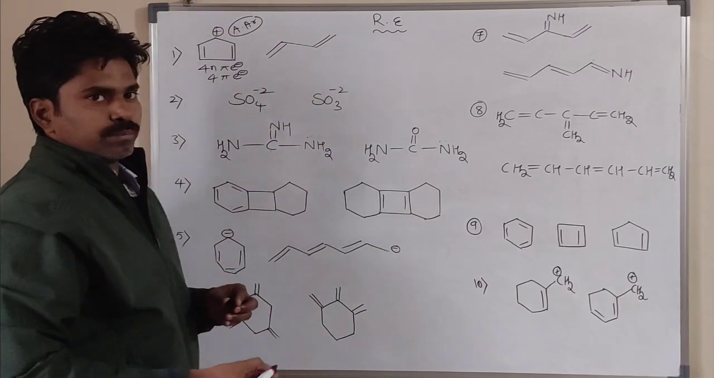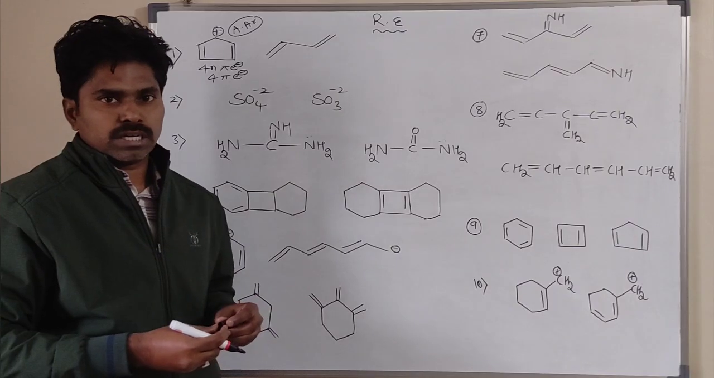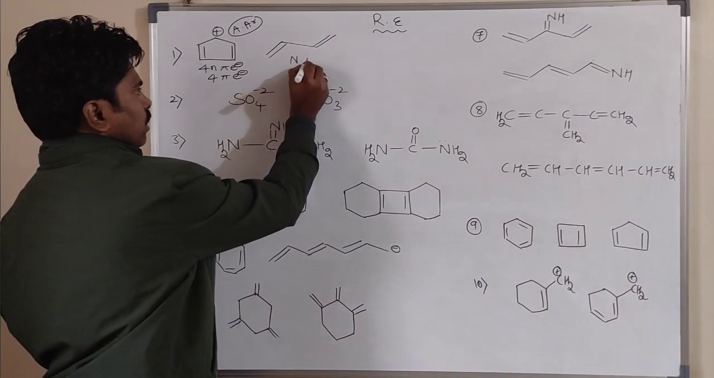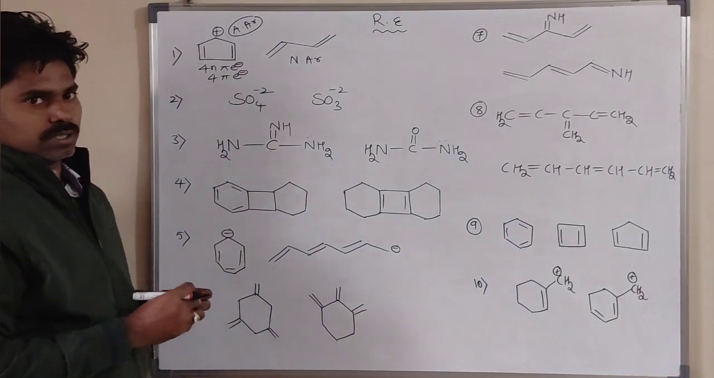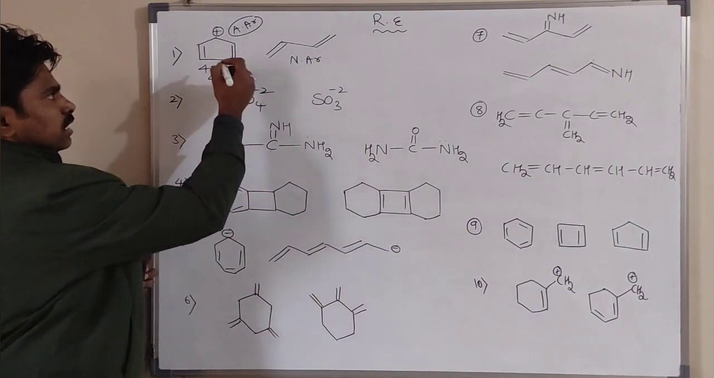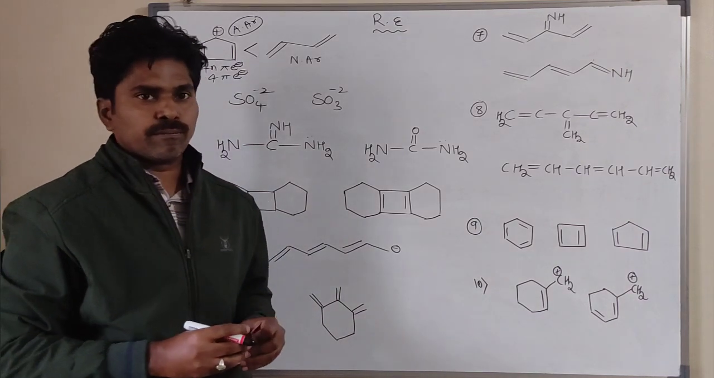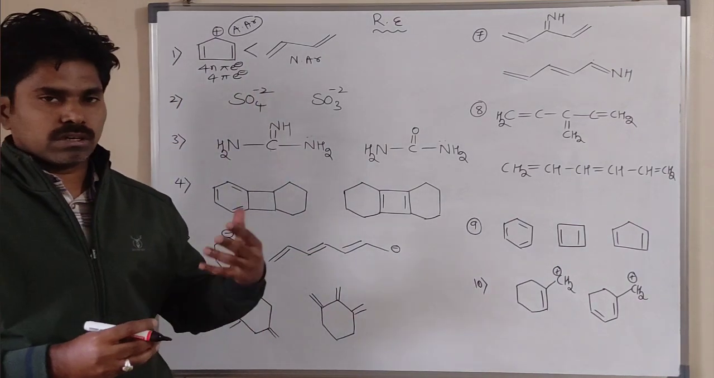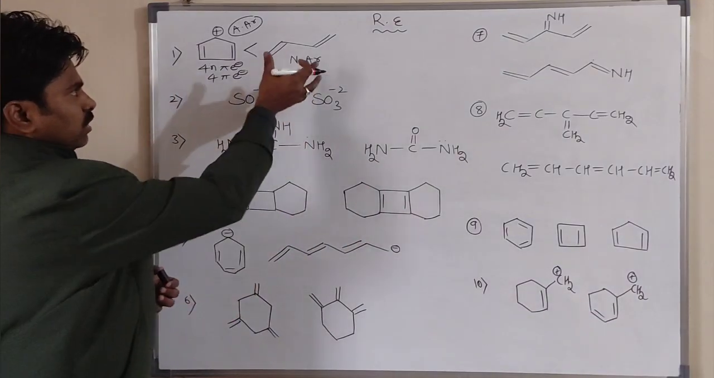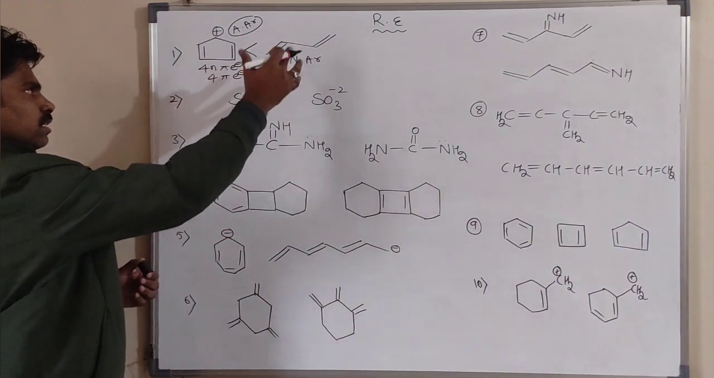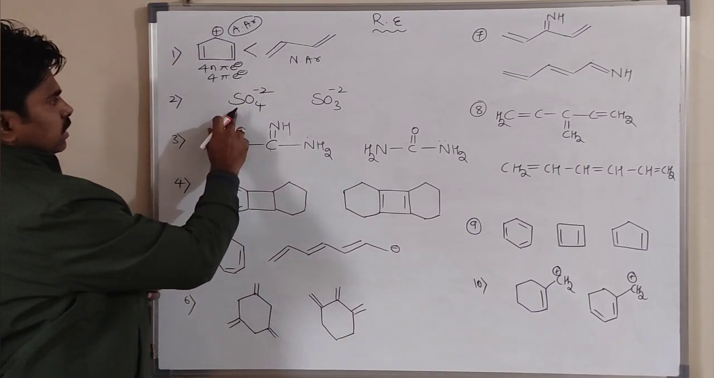But here there are also 4 pi electrons, but it is not cyclic, so this is non-aromatic. But the conjugation in both is the same: double, single, double, so the number of pi bonds is also the same. So finally, which has the highest resonance energy? Non-aromatic. We already know aromatic is greater than non-aromatic, which is greater than anti-aromatic. Both have conjugation, and resonance is possible in both. Okay. Right. Come to this second question.